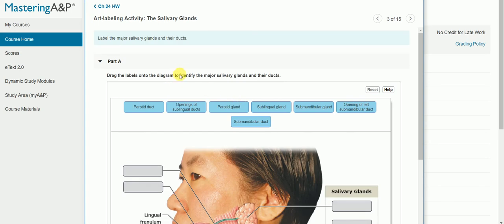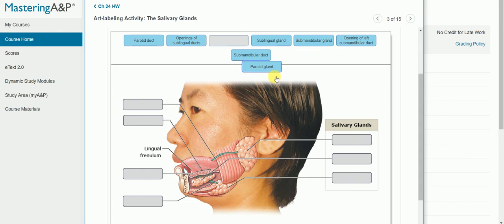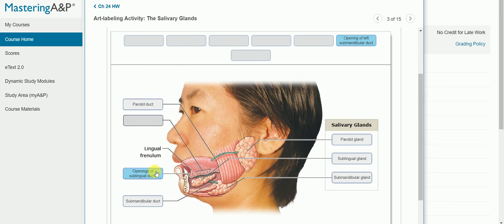On to the salivary glands. Identifying the major salivary glands now. That should be the parotid gland. Should be the submandibular gland. It should be the sublingual gland because it's right under the tongue. There's the tongue. Oh, put the wrong one. Okay, I think that's the submandibular duct. Oh, the parotid duct. What is that? I didn't really know we need to know much about the ducts, but I'm going to do my best. We'll see how this goes. Opening of the sublingual duct.